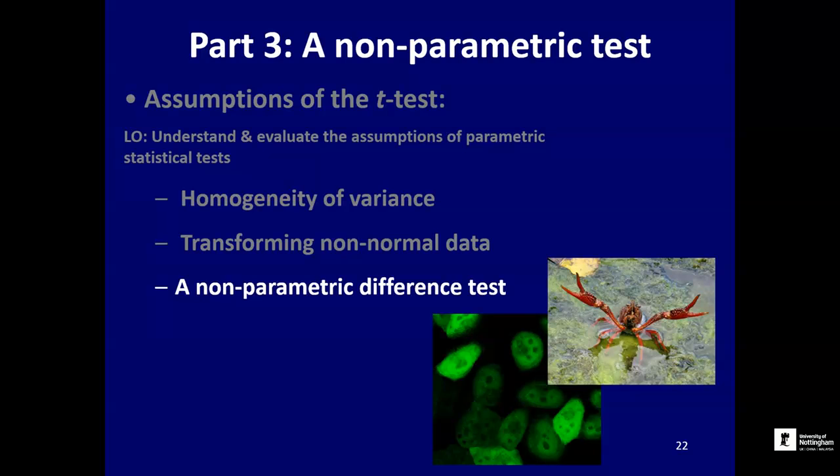Bear with me. Okay, so welcome to part 3 of this lecture about the assumptions of parametric statistical tests. And for the first time we're going to deal with the idea that there are some statistical tests which don't make all of those assumptions that parametric tests do, and they can be really useful in situations where we can't meet the assumptions in other ways. So let's have a look.